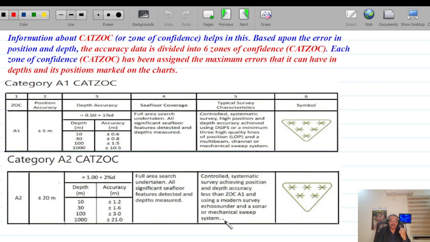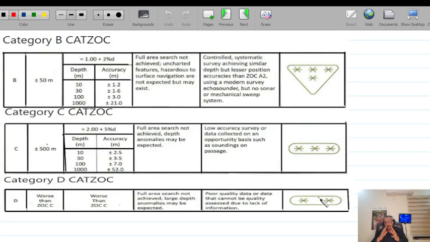system. So, in category A2 CATZOC, you will find 5 stars, which is shown over here. 5 stars will be there, so you know you are in category A2 CATZOC. Please do not undermine these aspects because this eventually affects your UKC calculations, which I've shown in my next slides.